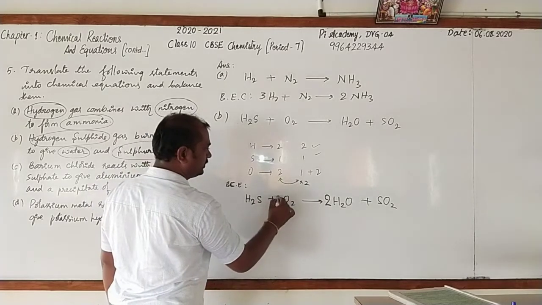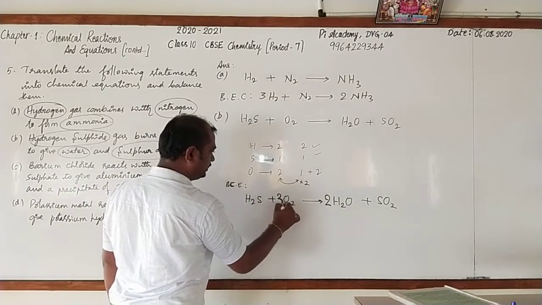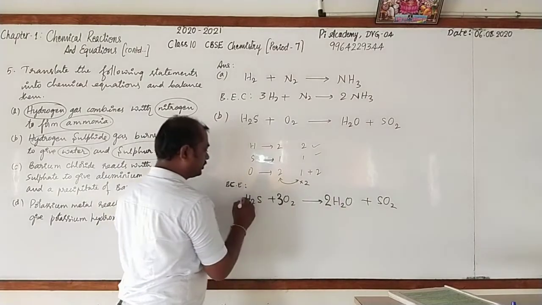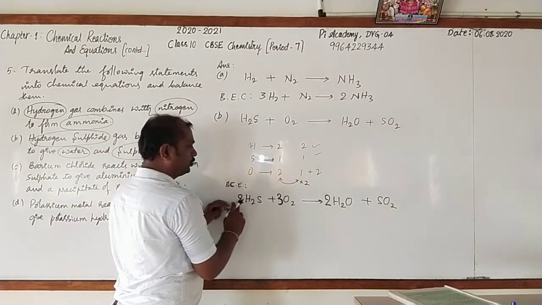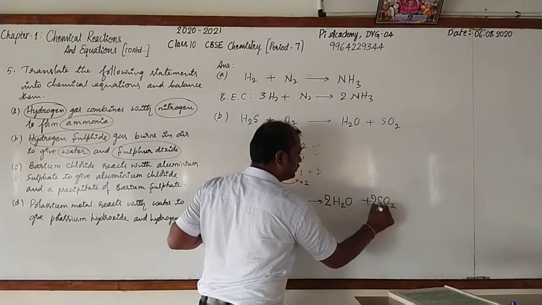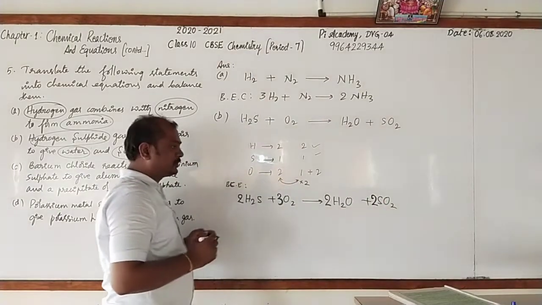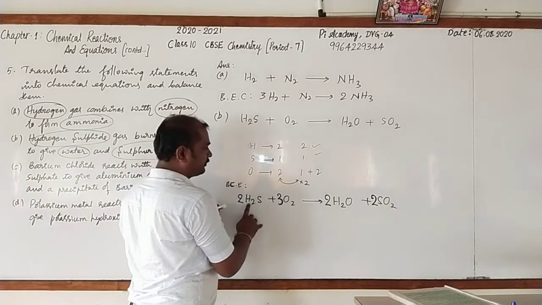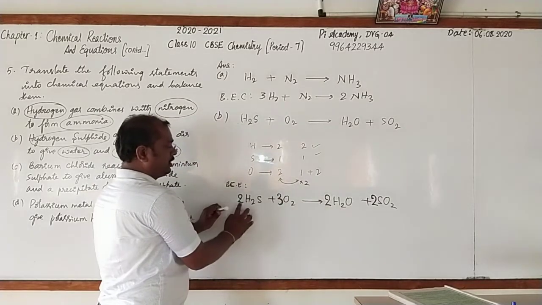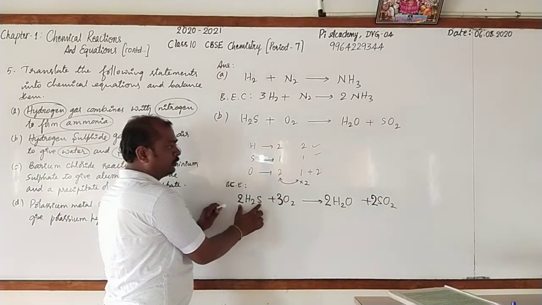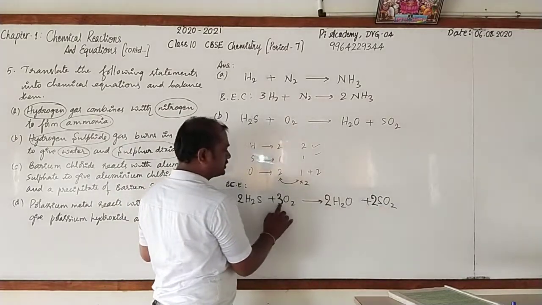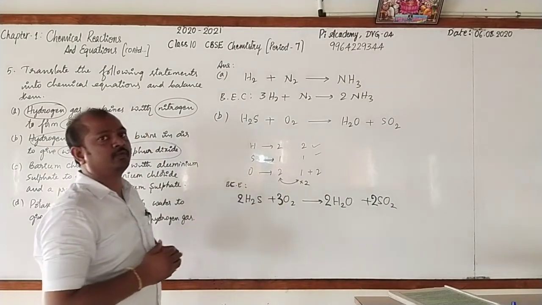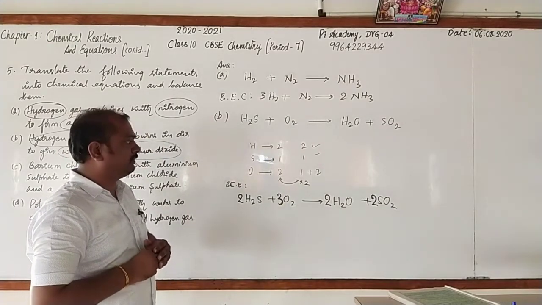Here I'll take 3. If I take 3 here, then hydrogen 2 2s are 4. Here it should be 2. 2 atoms of sulfur. Here 2. Understood? Now see that 2 2s are 4. 4 atoms of hydrogen. Here 4. Sulfur 2. Here 2. Oxygen 3 2s are 6. Here 2. 2 2s are 4. 2 plus 4, 6. Hope that you have understood.